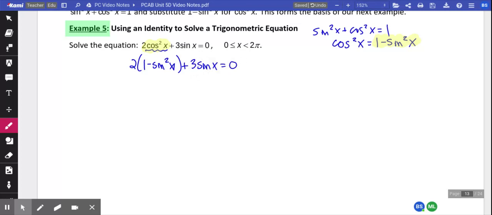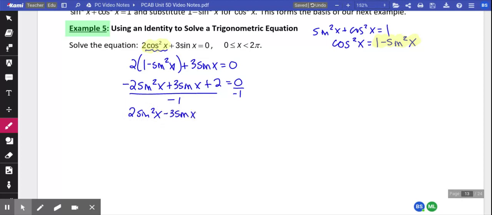We can use some distribution, and when I use distribution, I'm also going to reorder here. Negative 2 sine squared of x, so I'm just going to write it in standard form, plus 3 sine of x plus 2 is equal to 0. Personally, I prefer to deal with positive quadratic terms or squared terms, so I'm going to divide, or you can think about it as multiplying both sides by negative 1 to flip the sign. So 2 sine squared x minus 3 sine x, so everything just flips signs, minus 2 is equal to 0.